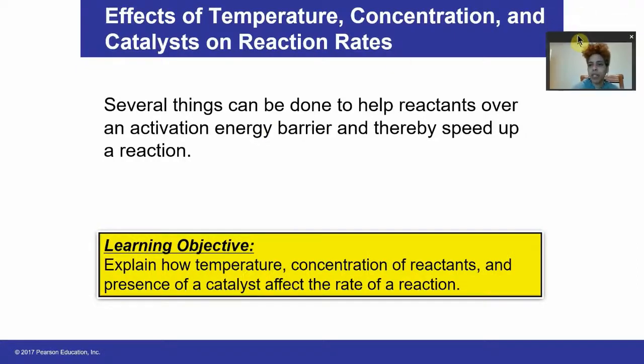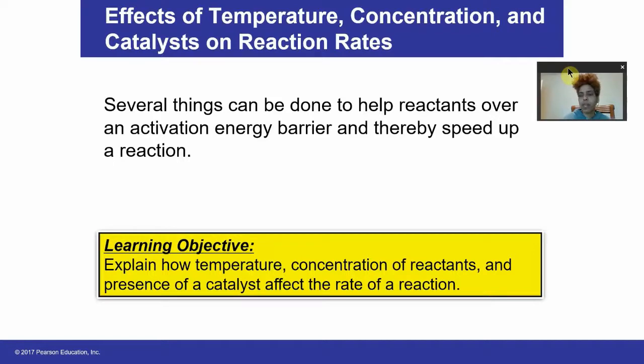Now that we know what is required for a chemical reaction to occur, we actually have to have our molecules colliding. Number one, they have to collide. Number two, they have to collide with enough energy. And number three, they have to collide in the right orientation for the atoms to rearrange in space.